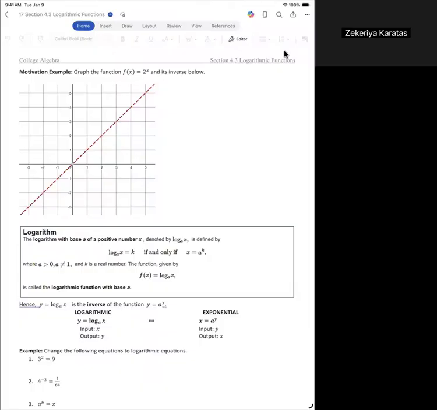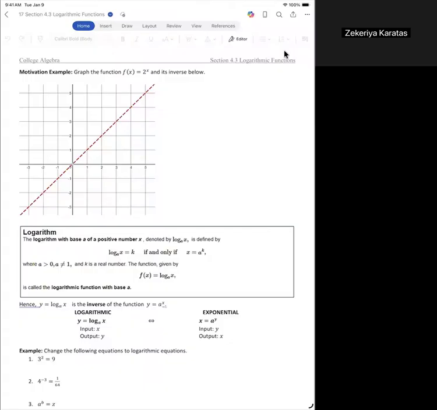Welcome to Scalable Algebra course, section 4.3. We're going to go over logarithmic functions. So, first, as a motivation example, I would like to start with finding the inverse of 2 to the x.